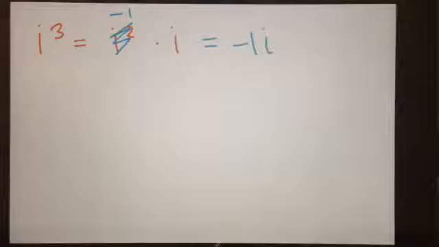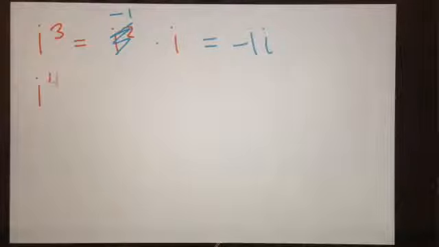First is that i equals the square root of -1, and almost more importantly, i squared equals -1. So when we start talking about powers of i, let's say we have i to the third, you can think of this as i squared times i, and we know that i squared is -1, so it's like having -1 times i, which is -1i.